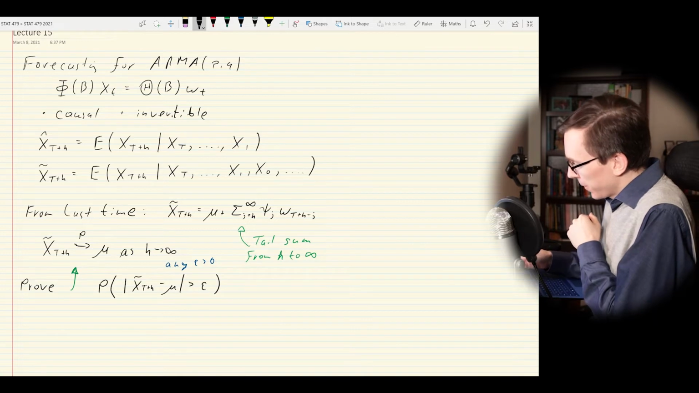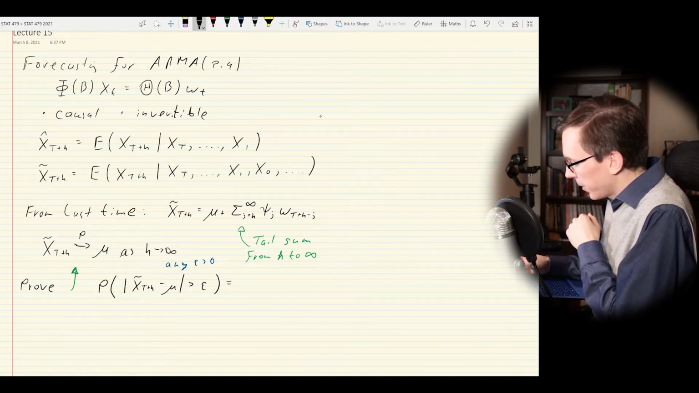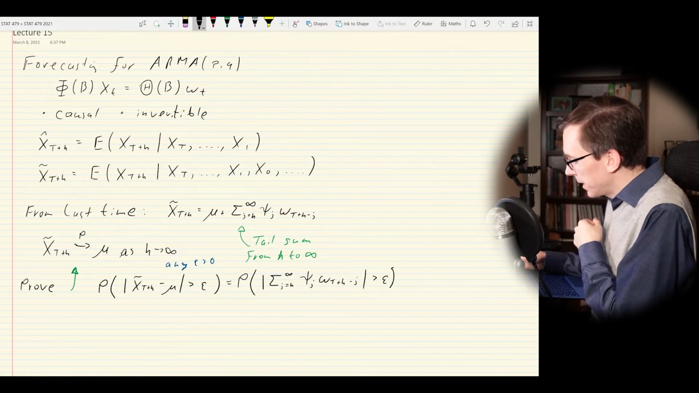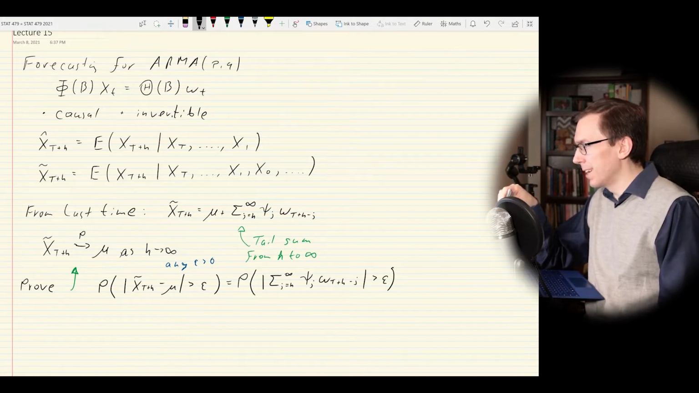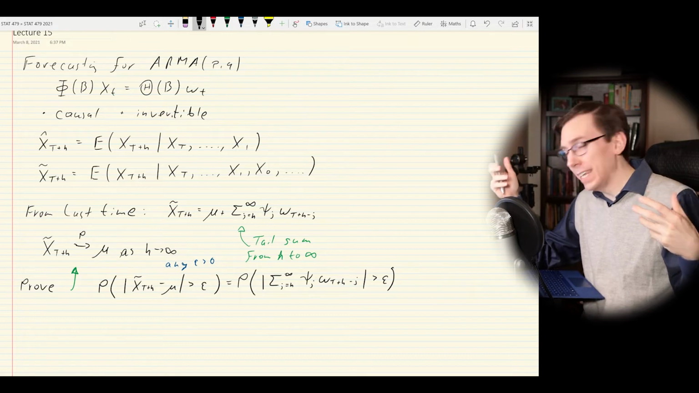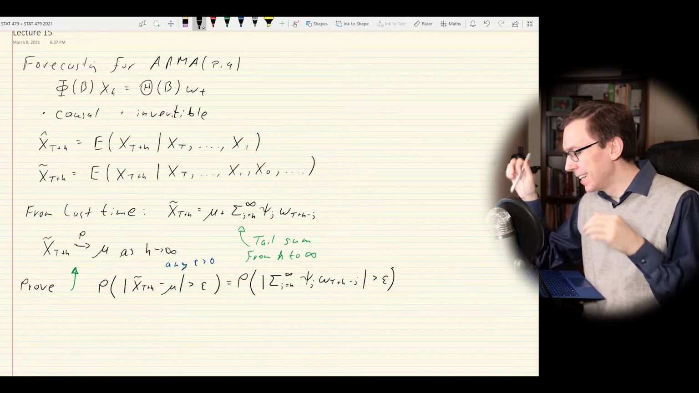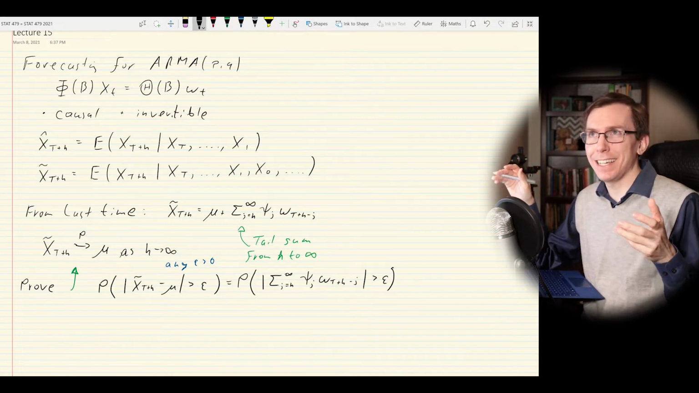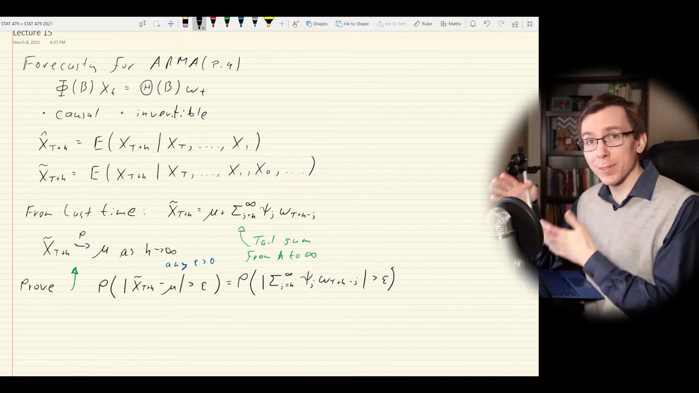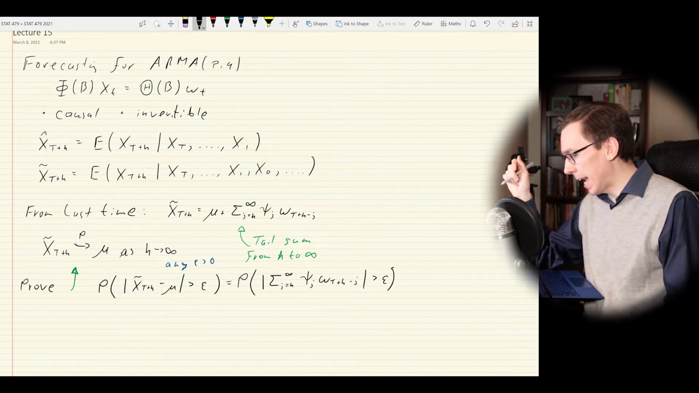How do we show it? The first thing we note is we can use this definition that the green arrow is pointing at, and if we subtract the mean, we find that we're just looking at the probability that our tail sum, j from h to infinity of psi j w sub T plus h minus j, remains bigger than epsilon. Now, we already said last time, intuitively, this thing can't stay bigger than 0 in the limit as h goes to infinity, because if this was a series, we need the tail sum to go to 0 so that the series converges. We know the series converges, I think, absolutely.